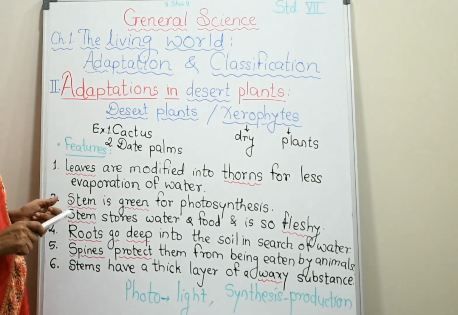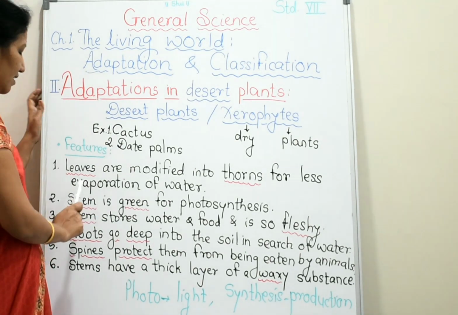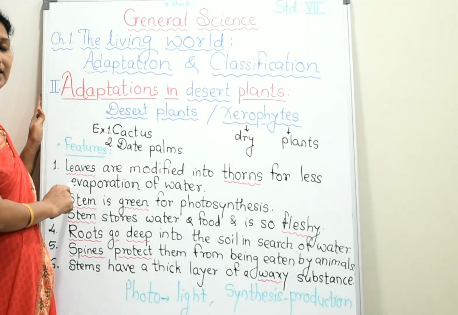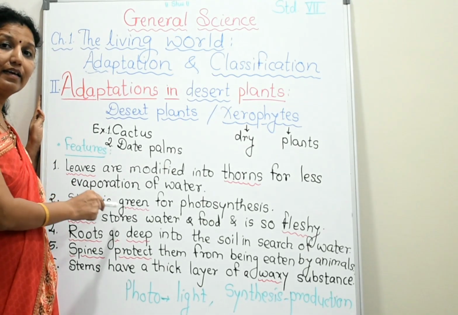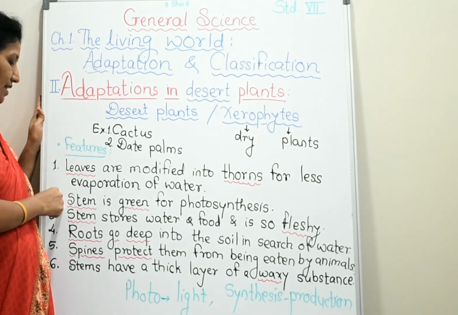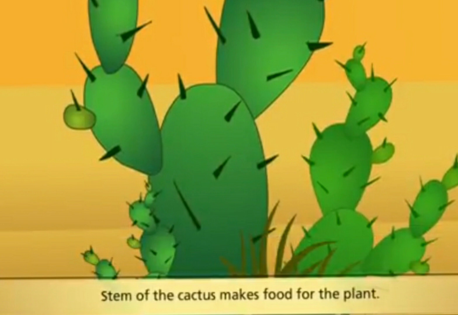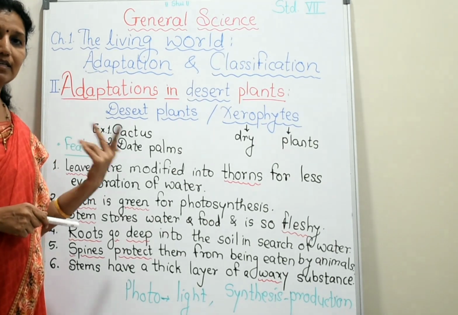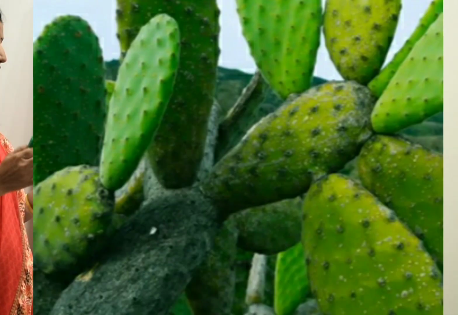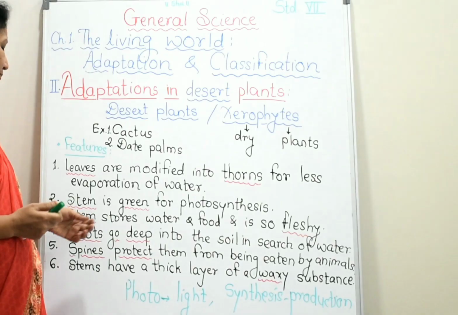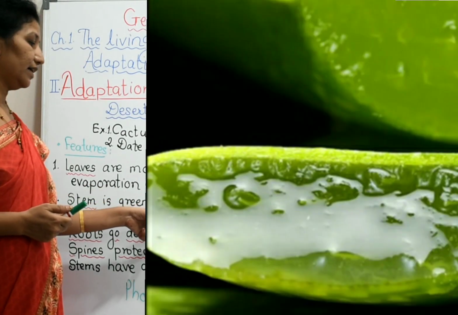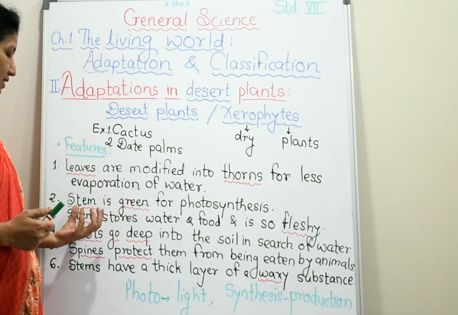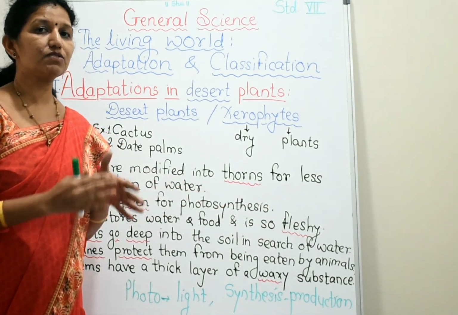So for that purpose, nature has converted the stem into a green-colored stem. Instead of leaves, there are green stems in the xerophytes, and this stem is green for the process of photosynthesis. Now again there is one modification in stems. These stems are fleshy and swollen. Why are these fleshy? These stems store water and food. Because of this storage of water and food inside the stem, they have become fleshy as well as swollen.